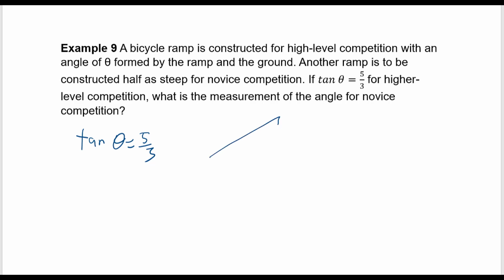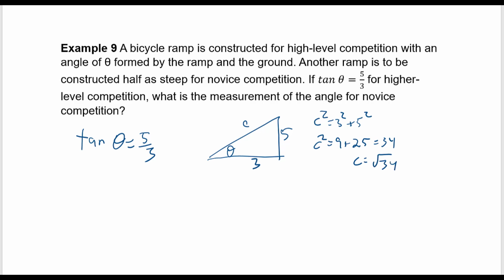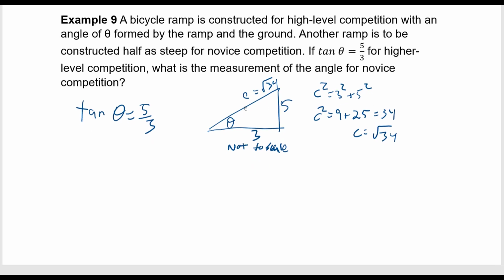This lets us create a triangle. I guess this isn't to scale. 5, 3. And the hypotenuse, c squared, is 3 squared plus 5 squared. C squared is 9 plus 25, which is 34. So c would be the square root of 34. Okay, not to scale, for someone to realize if they're watching the video. I know that 5 is more than 3.